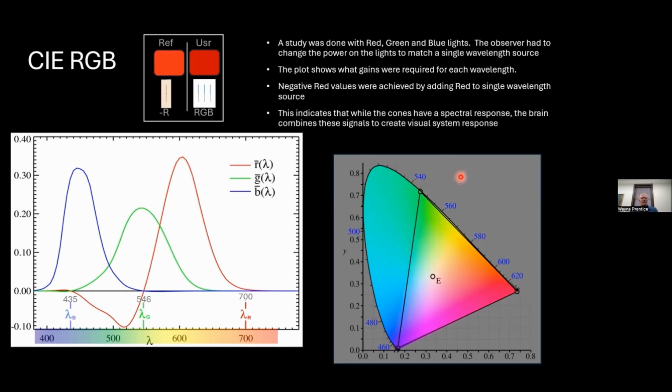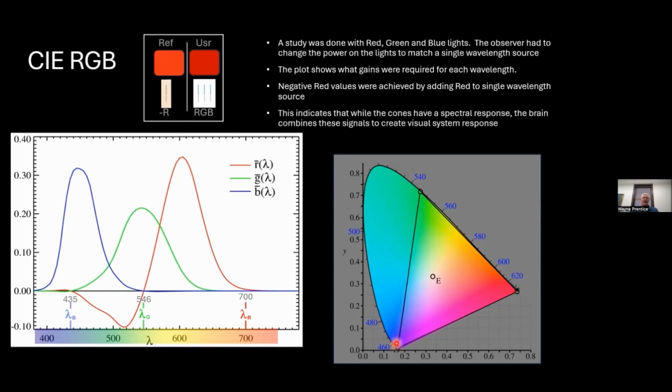So what they did is they said, okay, we'll allow you to put a red light on the reference side, and the amount of red you add here, we'll just call that a negative red. And so you can see as we go through this part of the color space, we needed to add a negative value, which gives us this minus lobe. And of course, you had to add blue to match the colors along this part of the curve. So those are the color responses, and these are called the CIE RGB.